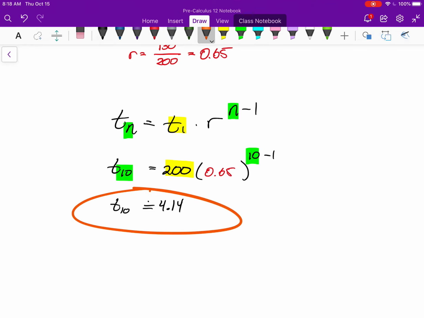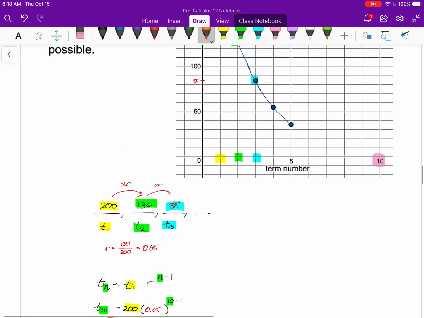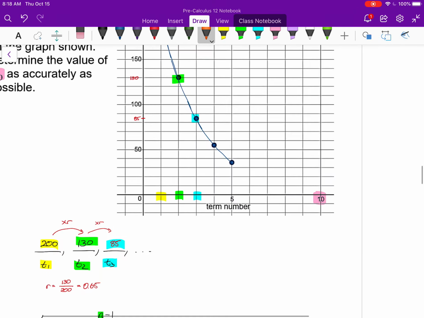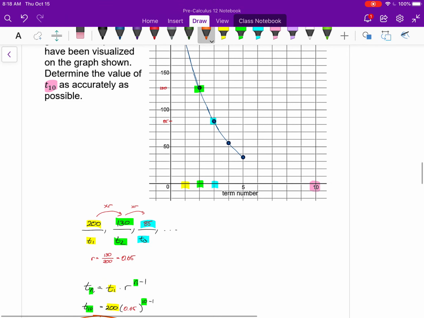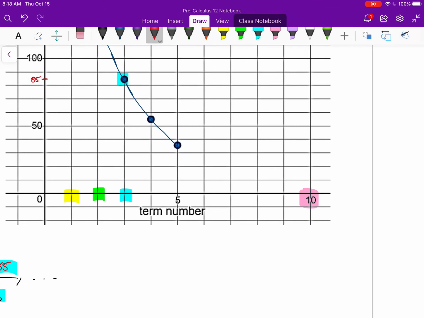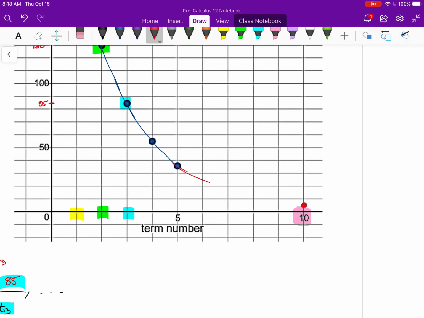Besides rounding, the only reason I may not be exactly sure is the values of the first and second terms. But if they're not exactly 200 and 130, they're extremely close. Those points seem to be right on it. If I go back to my graph now, the 10th term is about 4, so I can visualize that roughly right there. And perhaps now you can see a visual of what happens as we keep going on.